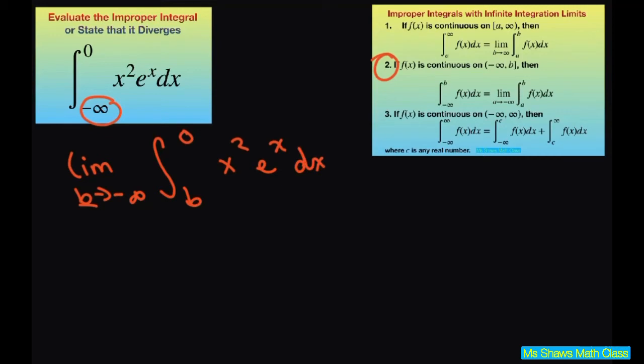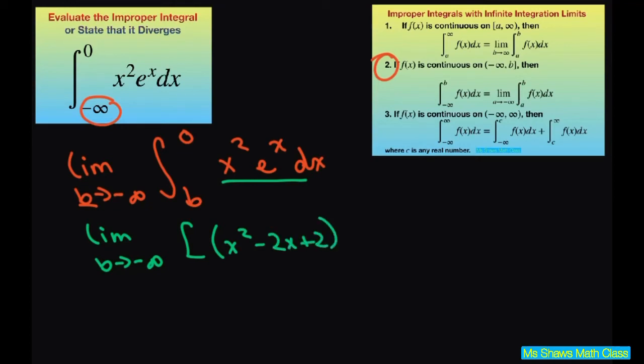All right, now let's go ahead and integrate this. We're going to write the limit as b approaches negative infinity. And now we already did this integration, and that was x squared minus 2x plus 2 and times e to the x power. And we're going from b to 0. So we're going to go ahead and evaluate our limit as b approaches negative infinity.